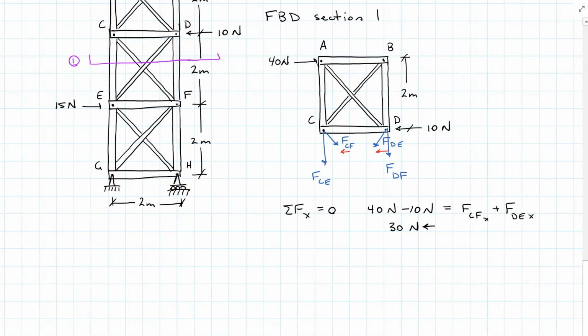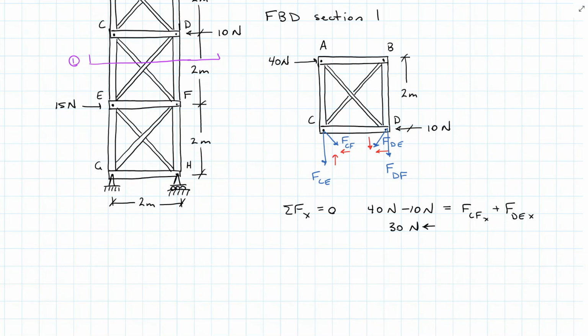Okay, again, following the line of action, in order for CF to go left, it needs to go up and to the left. And for DE to go left in the horizontal component, it needs to go down and to the left. Okay, following those lines of action. To force a member, I have to follow the line of action between the two locations of the forces. So for CF, I have to follow line CF, and for DE, I have to follow line DE.